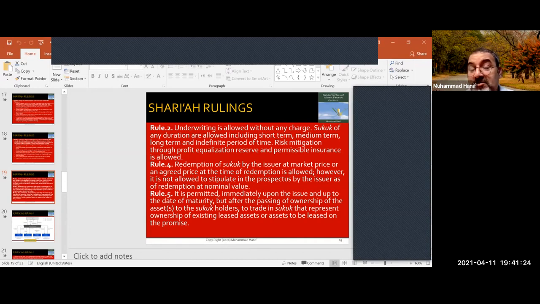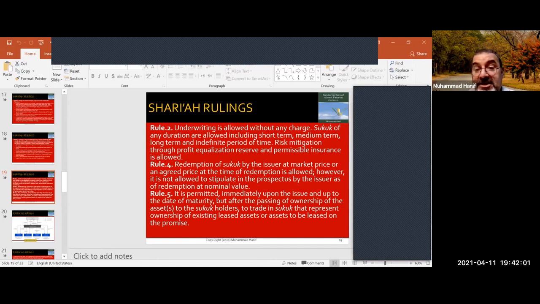However, it is not allowed for the issuer to stipulate in the prospectus redemption at nominal value. Because if you are writing in the prospectus, after 5 years I will buy back my building at the same price, that means you are giving a guarantee of return to the investors. You can't write that in your prospectus. As far as buyback is concerned, you can buy back your property at any price, but at the time of buying.